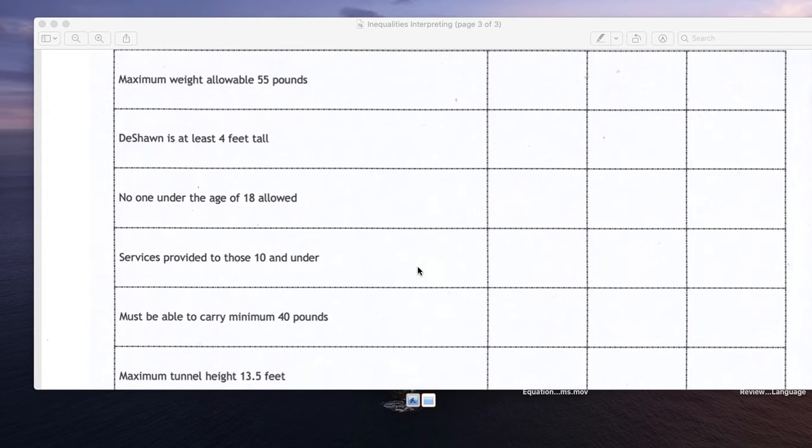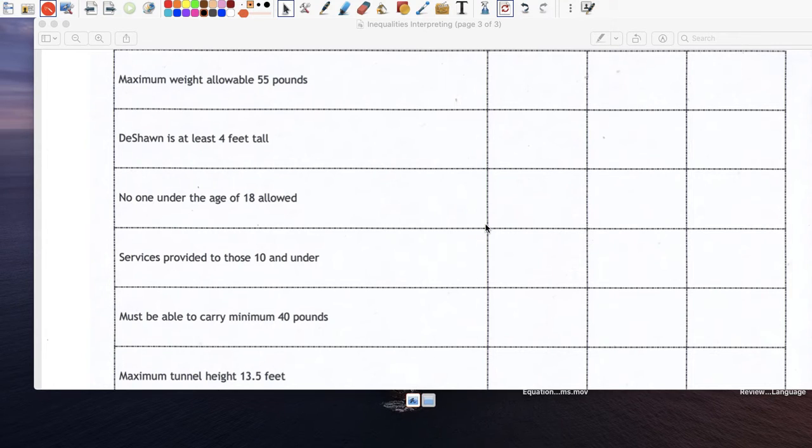Maximum weight allowed is 55 pounds. So if your weight is more than 55, it's not good. So up to 55, you're okay. If you're 55 pounds, you're okay. 54, 30, 20, all those are okay. If you're 56, you're not okay. So your weight has to be less than or equal to 55. 55, 56, 54. So your weight has to be less.